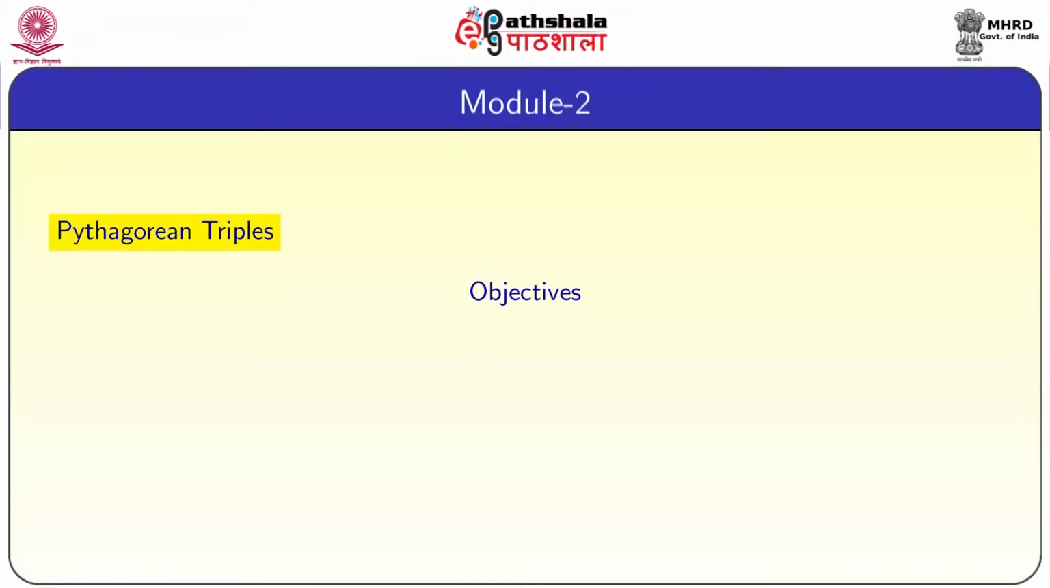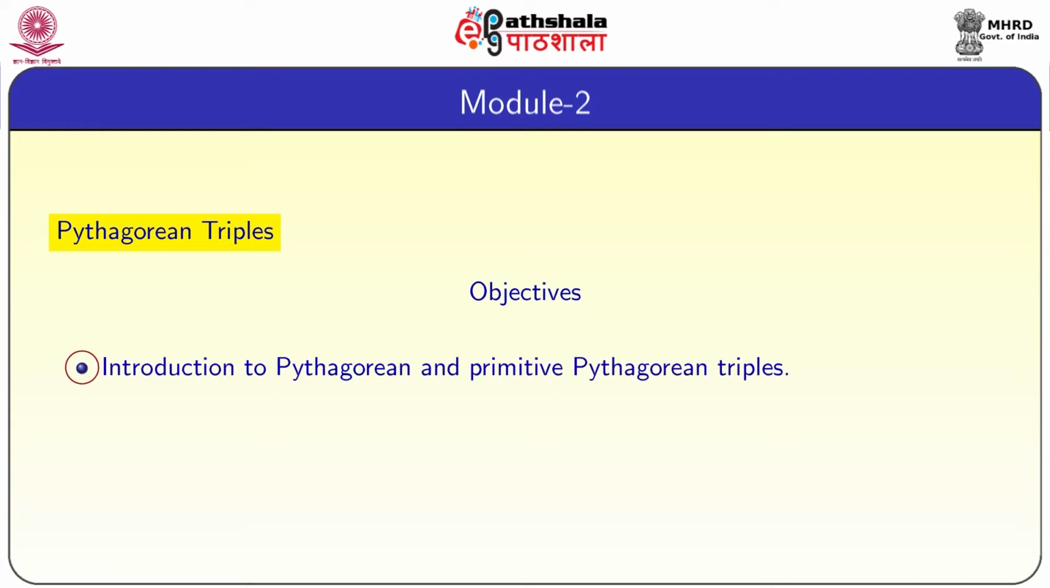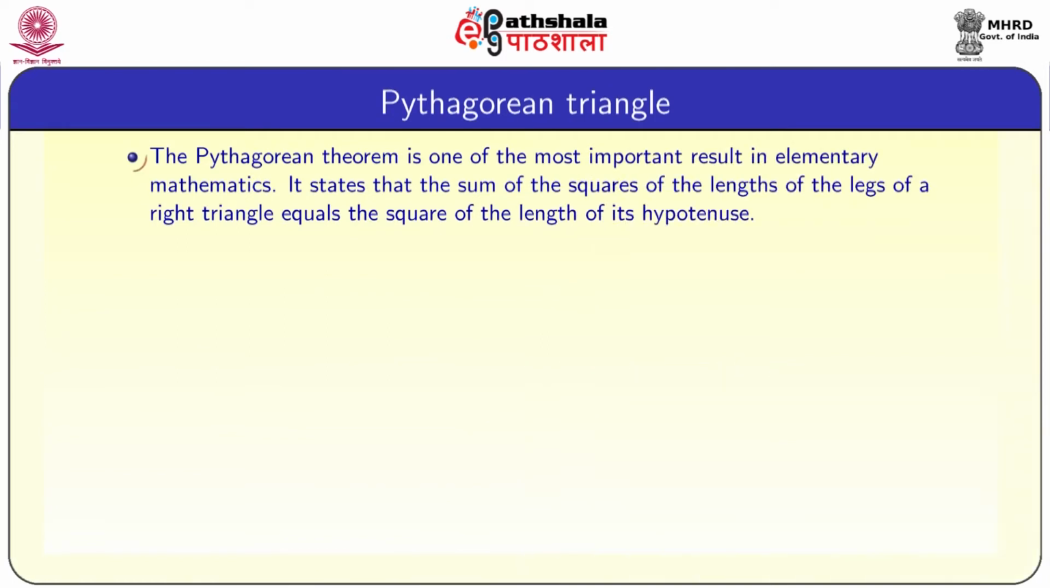In this module we are going to discuss Pythagorean triples. The objectives of this module are an introduction to Pythagorean and primitive Pythagorean triples, and finding all integer solutions of x square plus y square equal to z square. So, a Pythagorean triangle is defined like this.